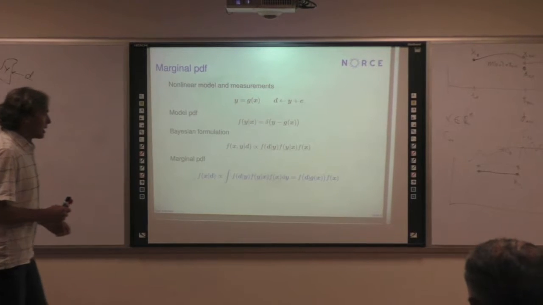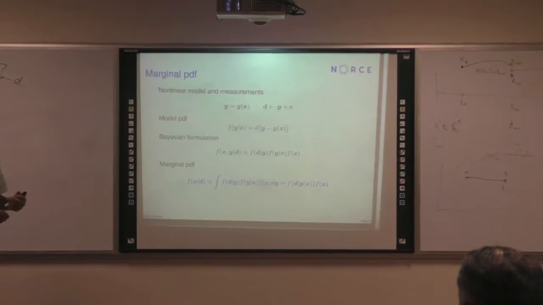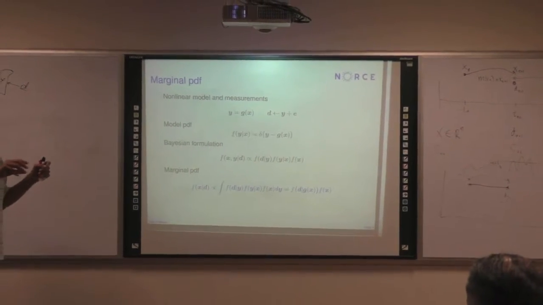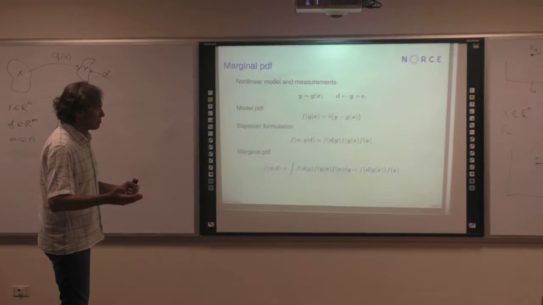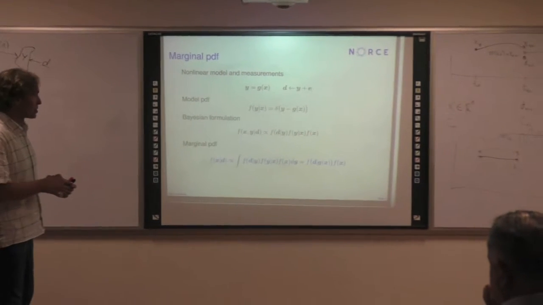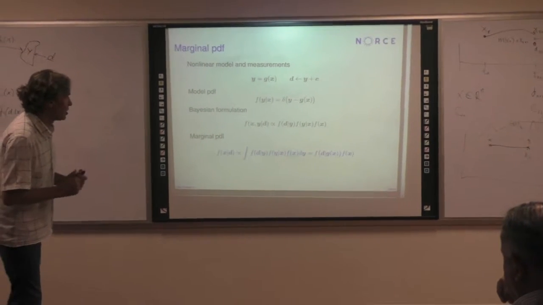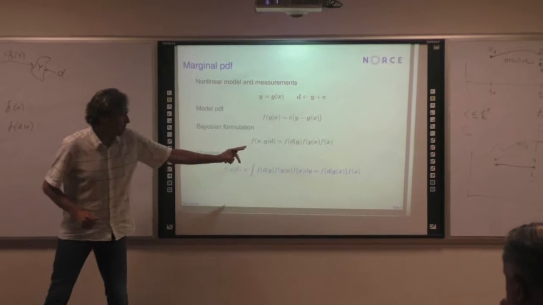And that's the one we use when we derive the cost function that's used in these inverse methods for history matching, etc. So this is the one that we work with.